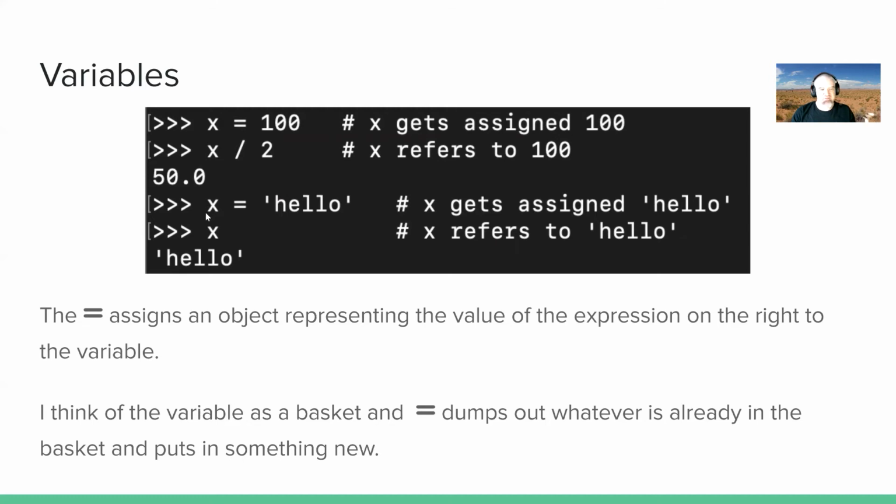You could also say, for example, x is equal to hello. You could use a string object, and then the variable x gets assigned the string hello. And so x here is no longer equal to 100. It's now equal to hello. And so if you just type in x, you'll get hello, which is what the value of x is currently, right?